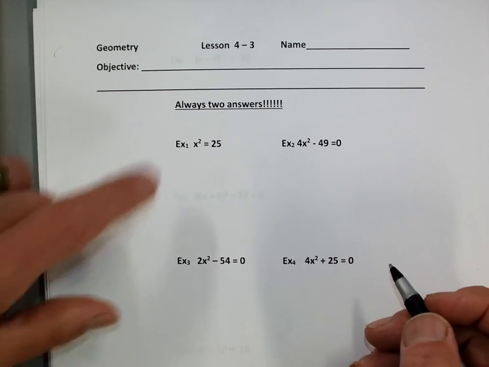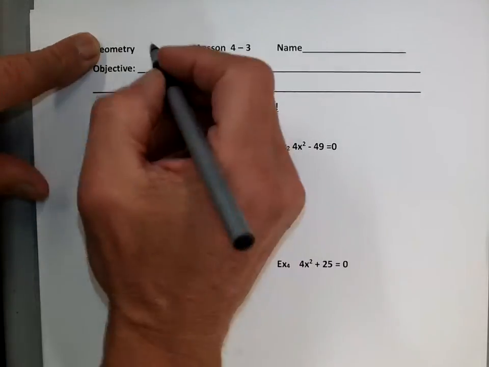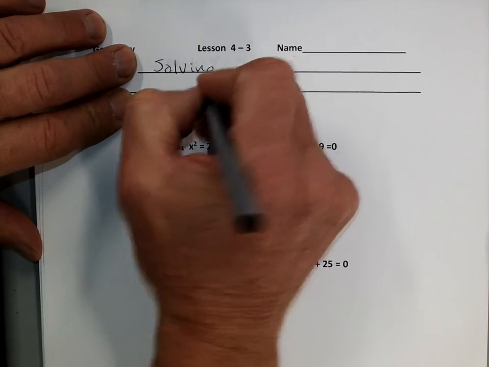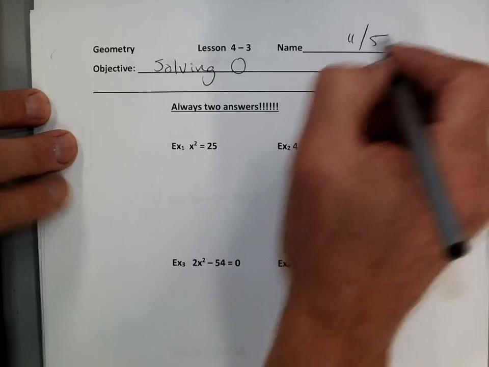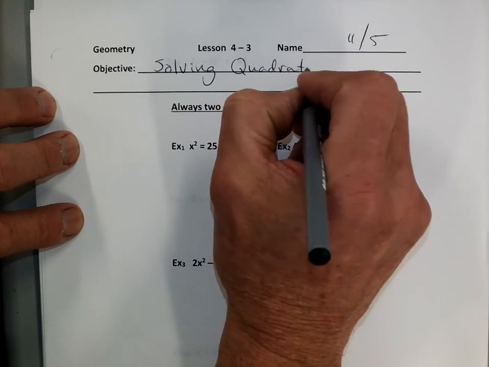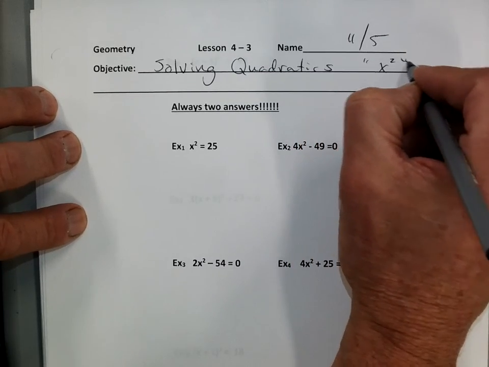If you want to watch this early, you can, but today we're going to talk about solving quadratics. Solving quadratics. Let's see, what's the date today? 11/5. Quadratics, which is a fancy word for an x squared equation, okay?